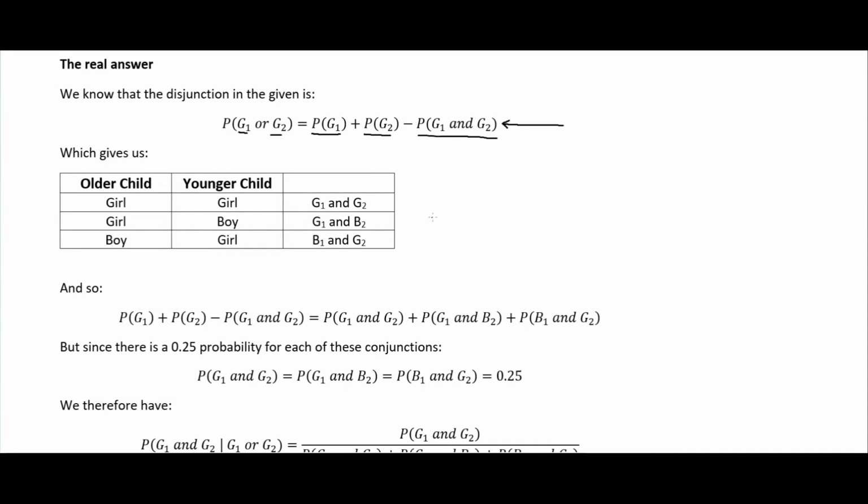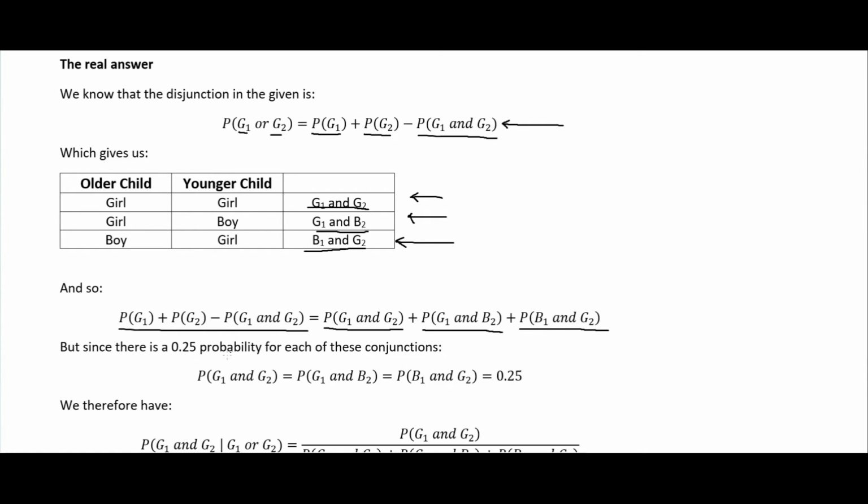So we can have this, or we can have this, or we can have this. And we see that this is G1 and G2, or G1 and B2, or B1 and G2. And so we can say that our definition of the disjunction here is just equal to the probability of G1 and G2 plus the probability of G1 and B2 plus the probability of B1 and G2.